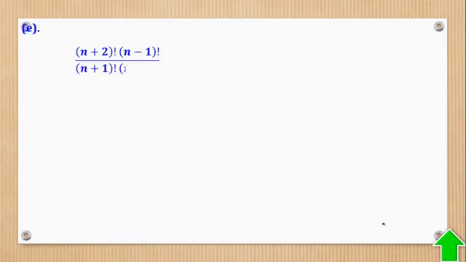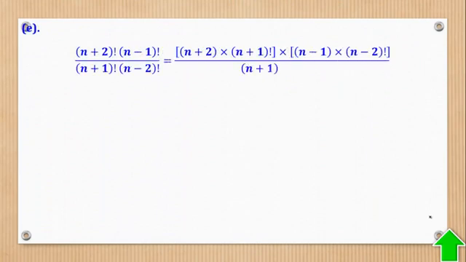Then part E was about simplifying. Now the simplifying, so first of all, down here we have n plus 2 and n minus 1. Then here we have n plus 1 and n minus 2, meaning that this one will be reduced to be similar to n plus 1, and this one will also be reduced to be similar to n minus 2. So this becomes n plus 2 times n plus 1.